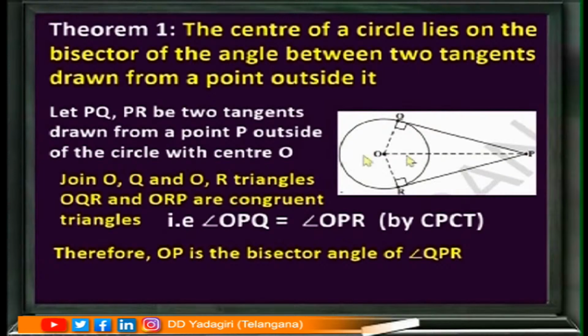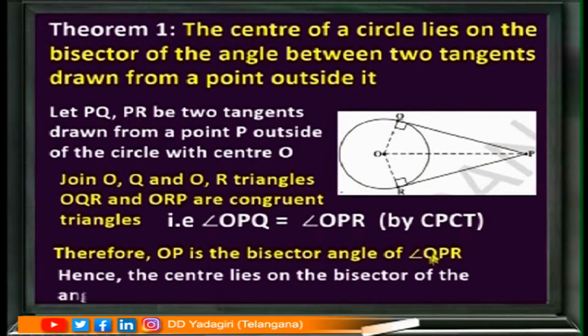Therefore, OP is the bisector of angle QPR. So, angle QPR, which is angle P, has OP as its bisector. Hence the center lies on the bisector of the angle between the two tangents. So, say this angle is x, and this other angle is also equal. Suppose the total angle is 2x, this line divides it into two equal angles, x and x, and this line always passes through the center of the circle.